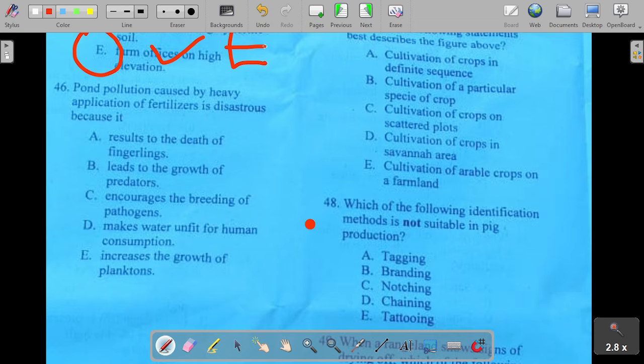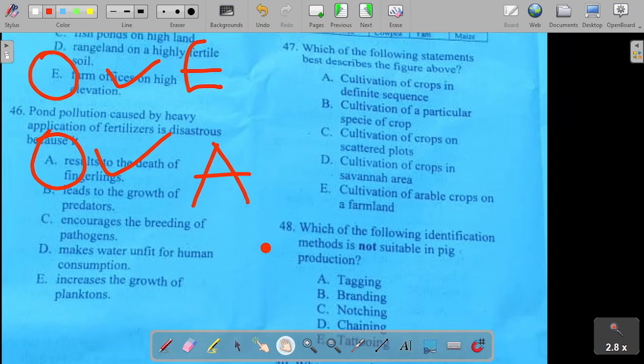46. The pond pollution caused by heavy application of fertilizer is just because A, result in death of fish. Of course, way too much fertilizer. I've done fish farming. You should know the impacts of applying too much fertilizer.